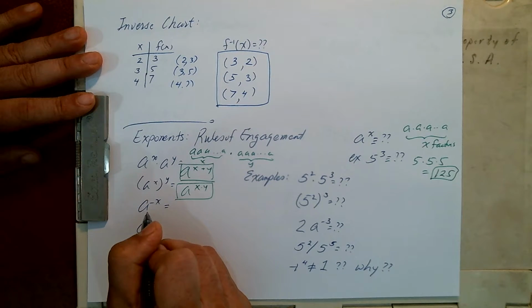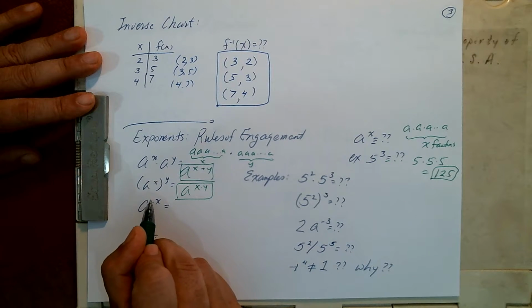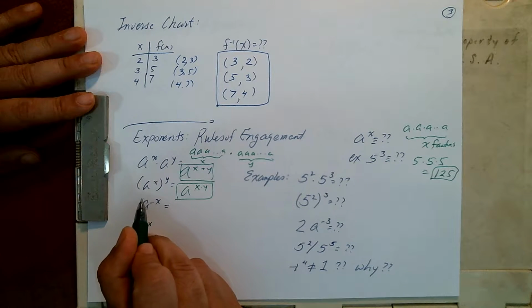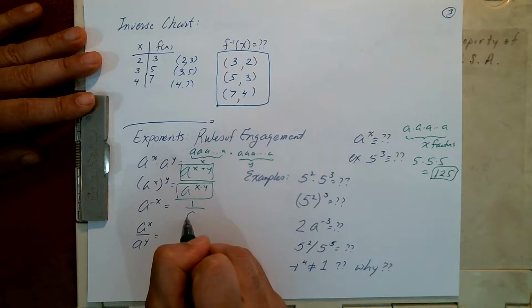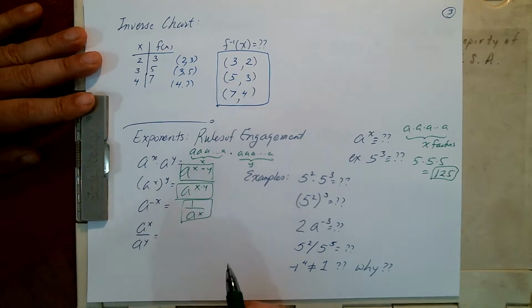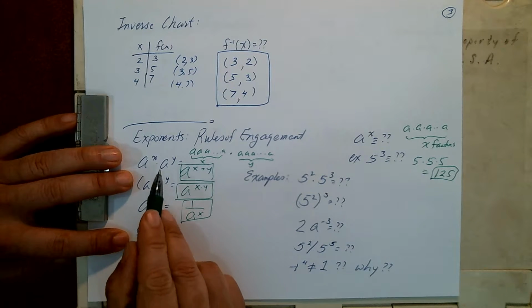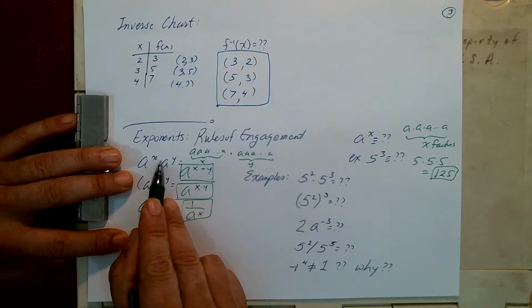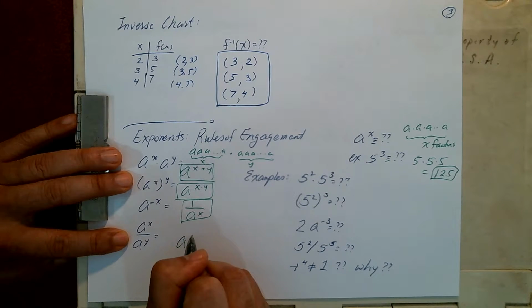And a to the minus x: this negative, to make it positive, we do not bring it down to the front. Never ever bring it down to the front. All we do is rewrite it as 1 over a to the x. And of course, a to the x over a to the y: when we multiply and the base is the same, we add the exponents. When we divide and the base is the same, we subtract the exponents, x minus y.